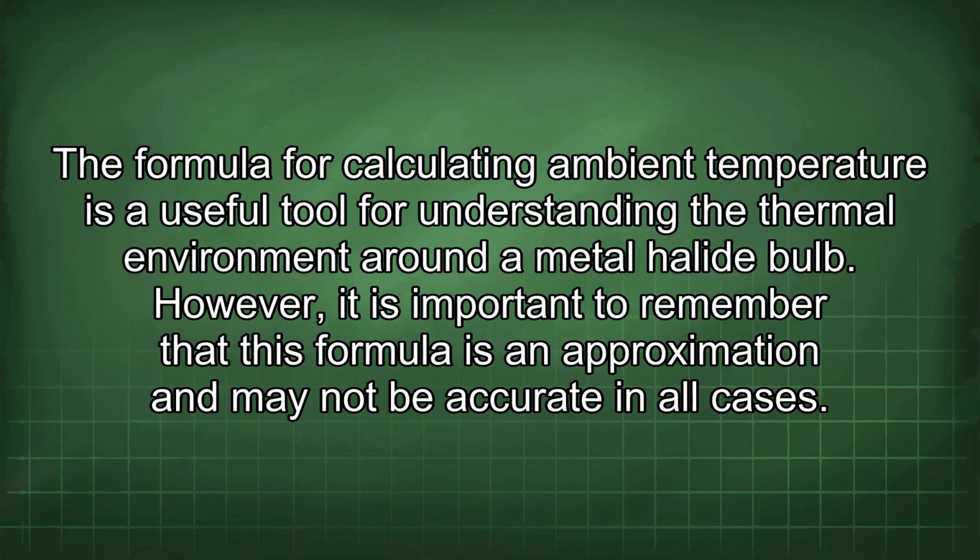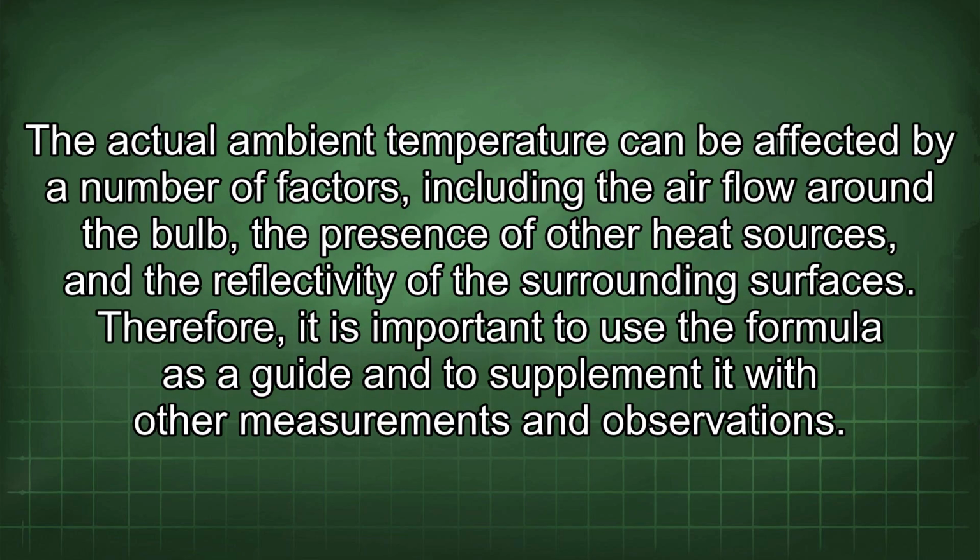The formula for calculating ambient temperature is a useful tool for understanding the thermal environment around a metal halide bulb. However, it is important to remember that this formula is an approximation and may not be accurate in all cases. The actual ambient temperature can be affected by a number of factors, including the airflow around the bulb, the presence of other heat sources, and the reflectivity of the surrounding surfaces. Therefore, it is important to use the formula as a guide and to supplement it with other measurements and observations.